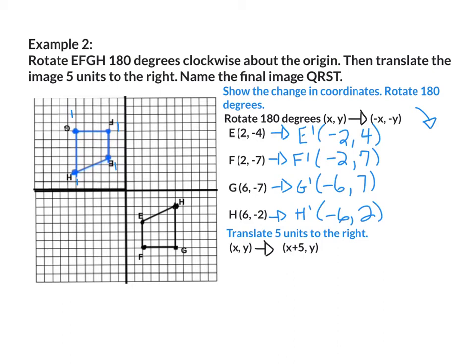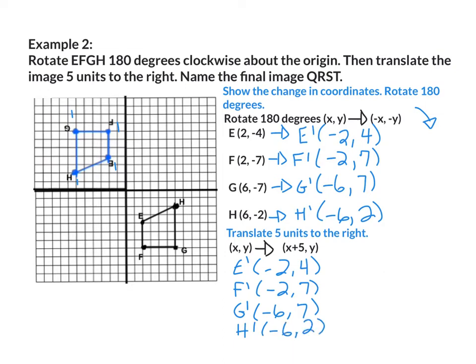So now I'm going to translate my image 5 units to the right. But before I do that, I'm going to list my previous coordinates. So E prime is -2, +4. F prime is -2, +7. G prime is -6, +7. And then H prime is -6, +2. So since I'm going to translate, that means I'm going to slide my image 5 units to the right. And I'm going to label my final image QRST.